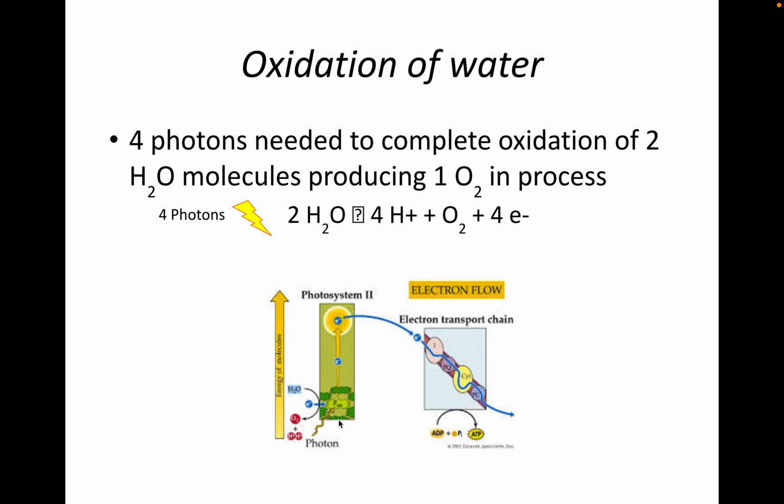They have actually quantized how many photons are needed. 4 photons are needed to complete the oxidation of 2 water molecules, and as a result, you produce 1 oxygen in the process. And that's why you see half an oxygen molecule sometimes in this equation. If they just have 1 water molecule, you might see half oxygen. So this is 4 photons plus 2 H2O, and that should be your arrow.